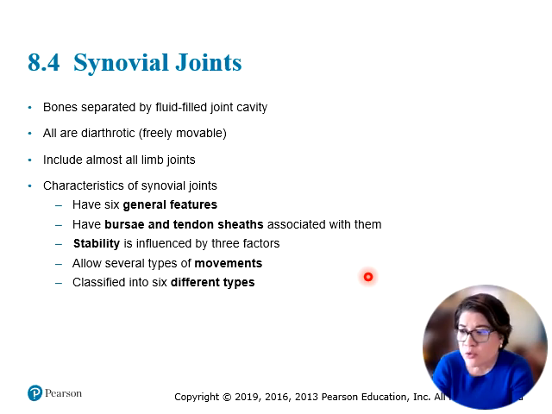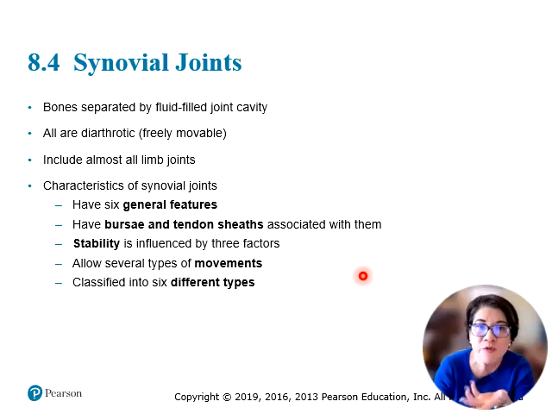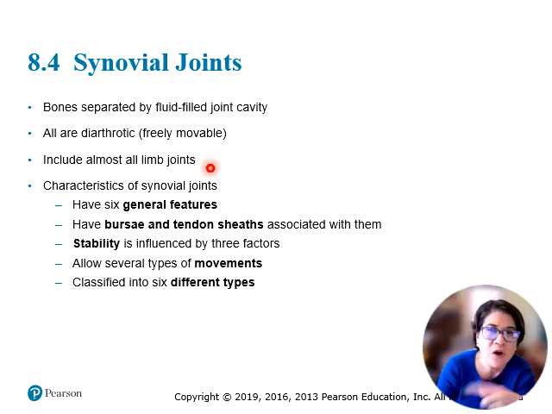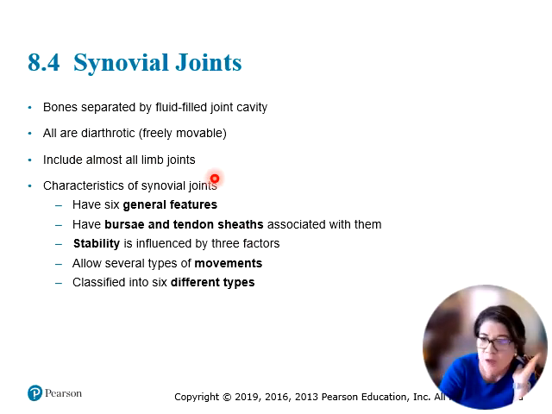Synovial joints are what you normally would think of as a joint. These are your freely movable joints. They have a fluid-filled joint cavity, and they're on almost all of your limbs, so they help to move your limbs. They have 6 general features.